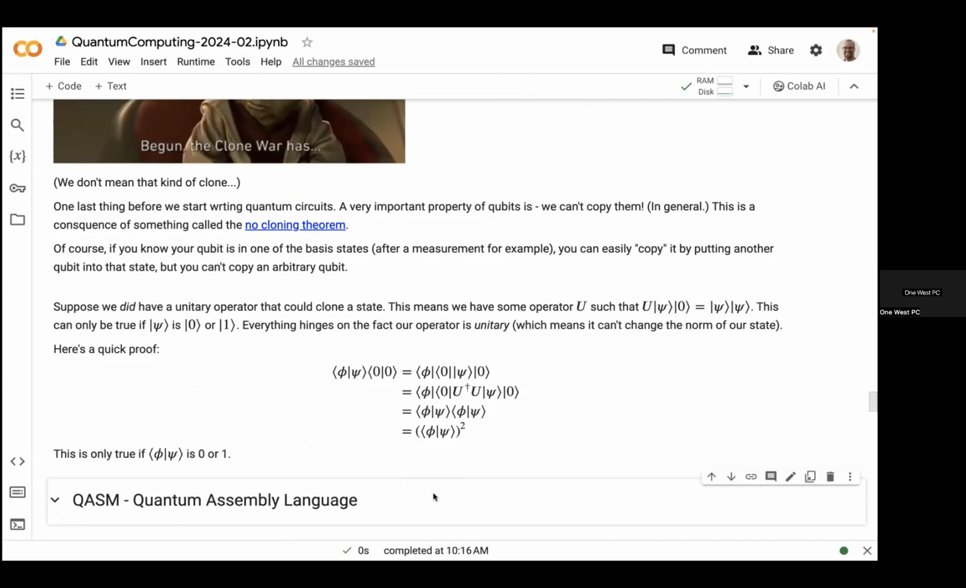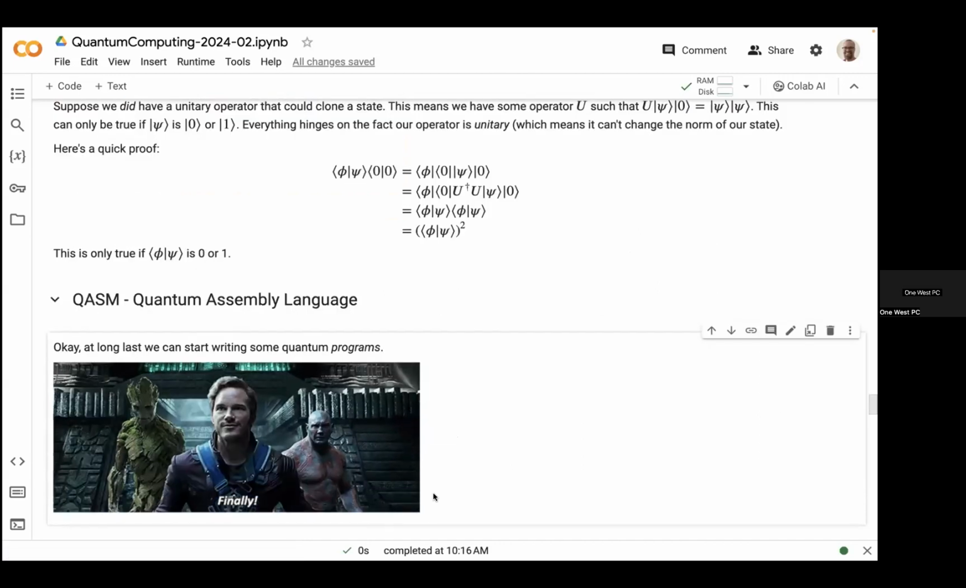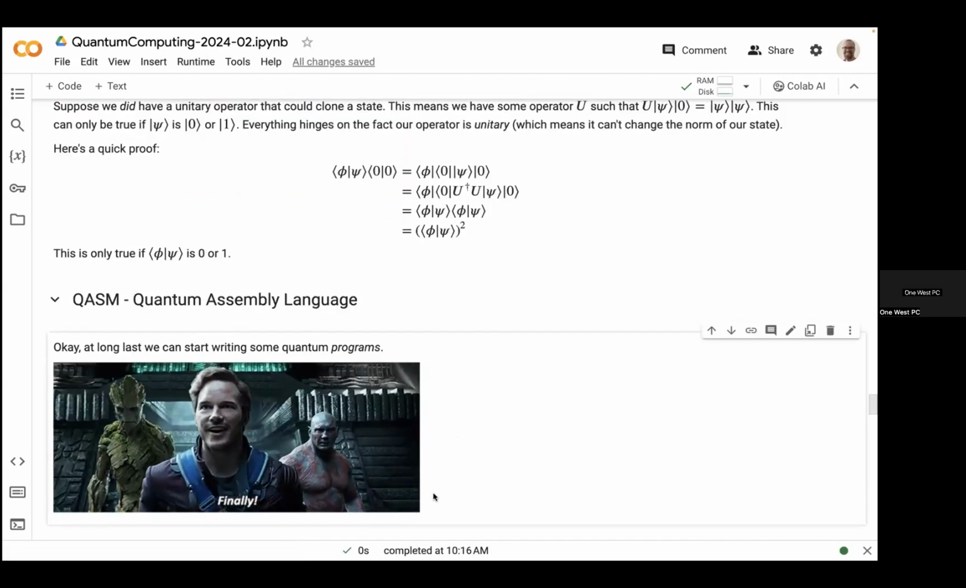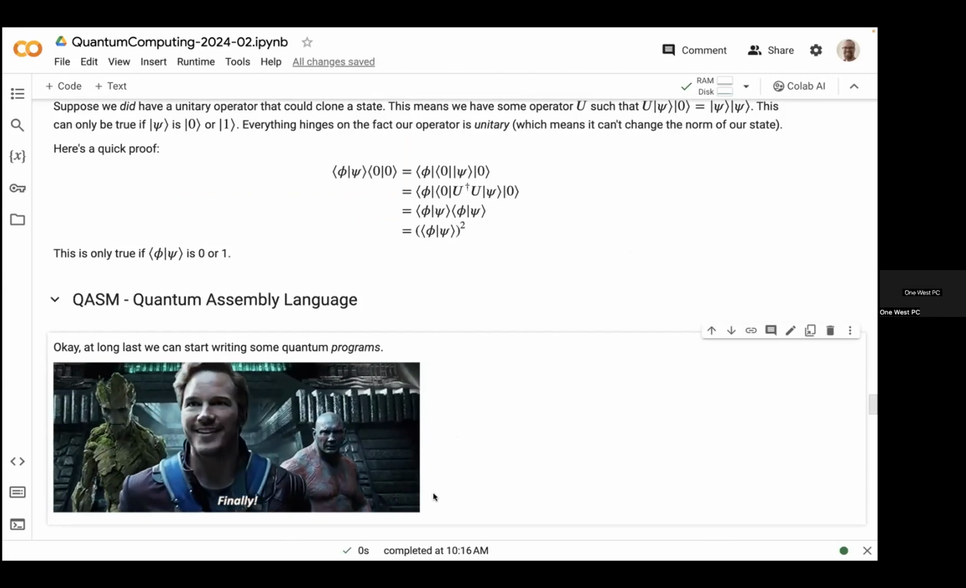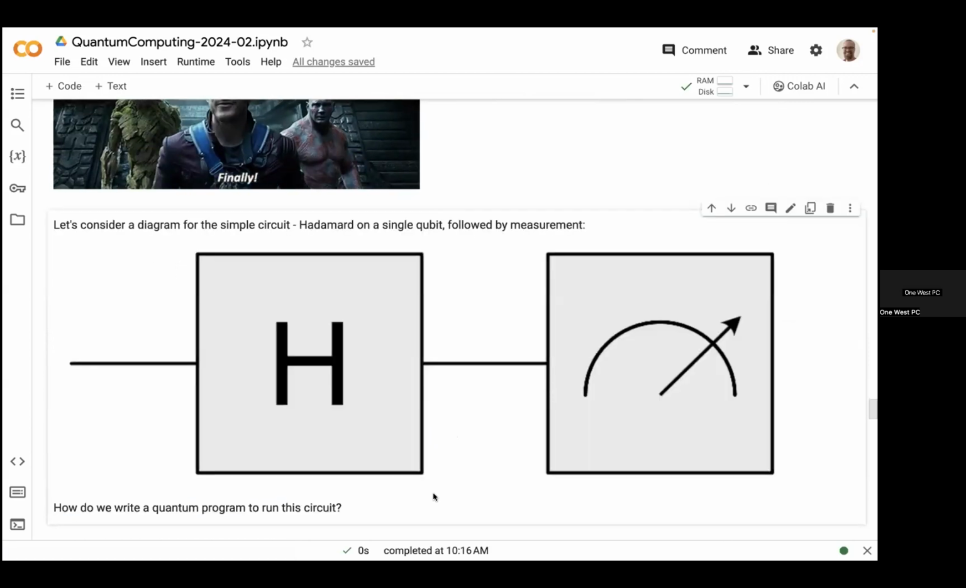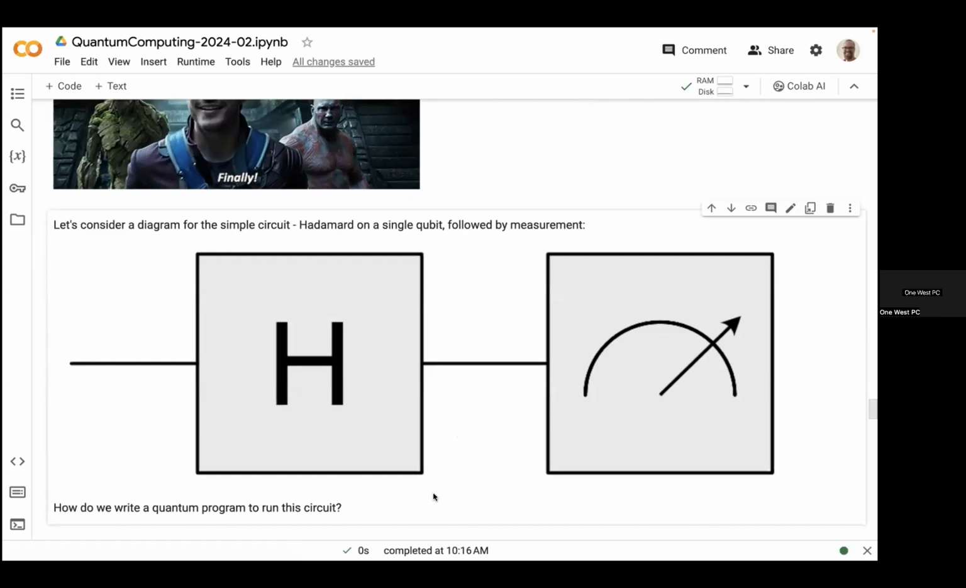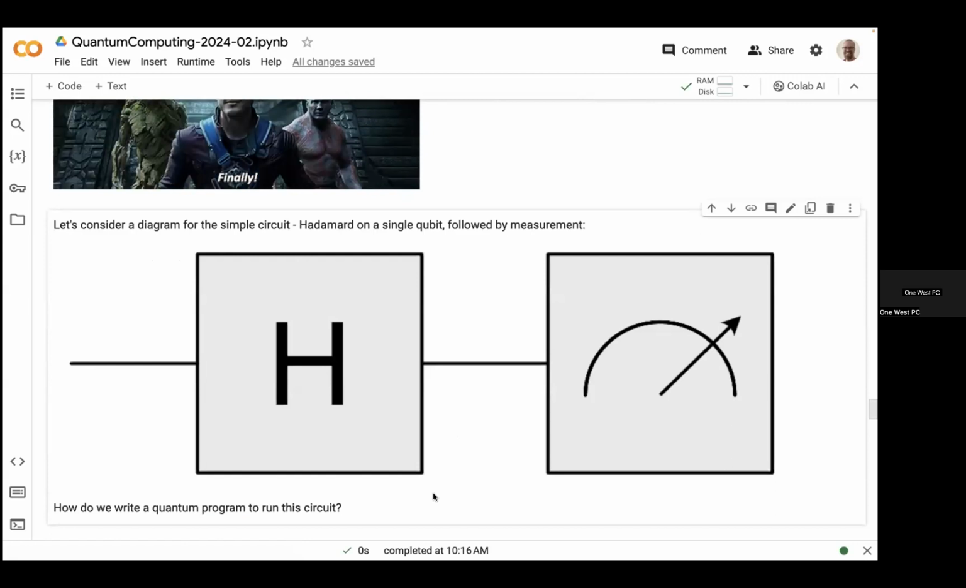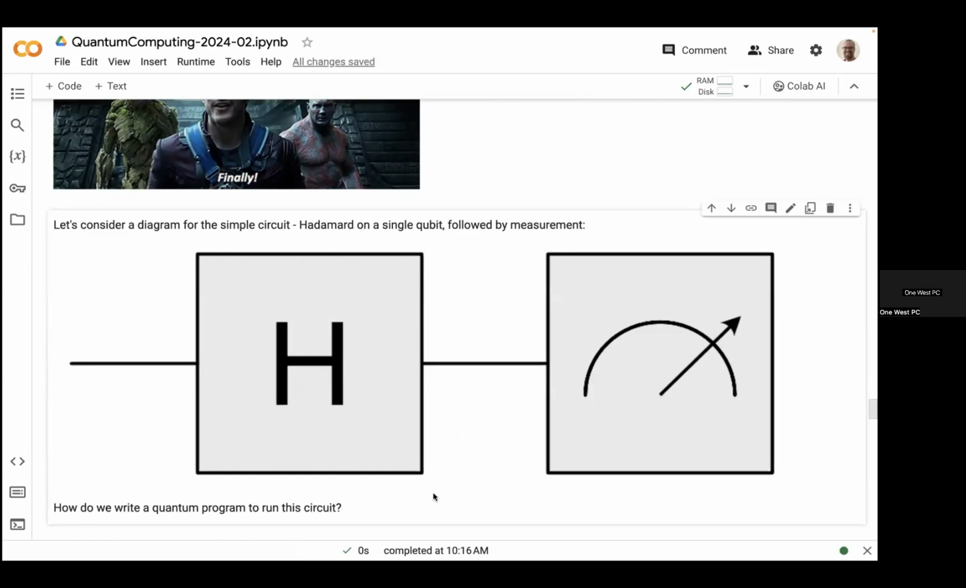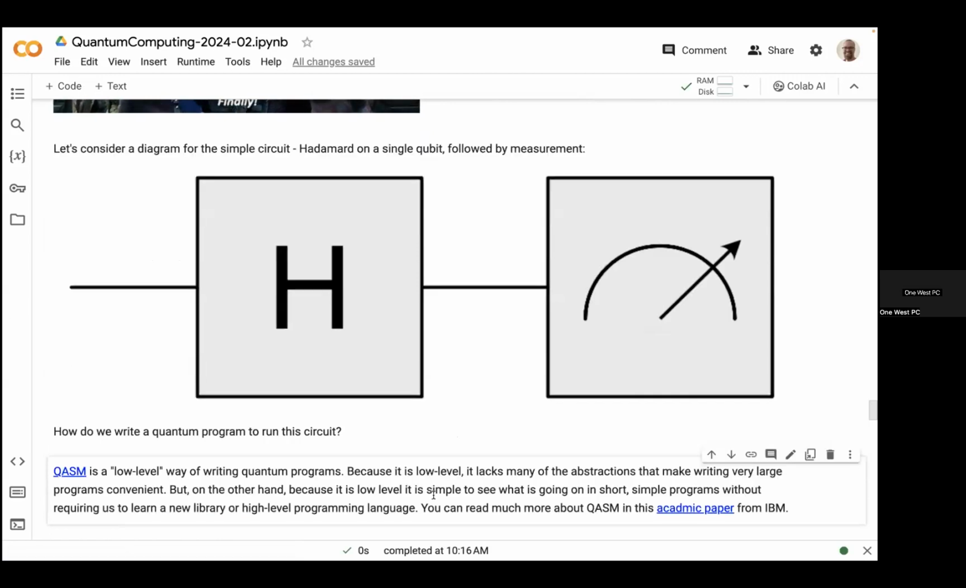Okay, so, all right. Now we can start writing some quantum programs, right? And so here I am again trying to communicate with memes and GIFs. All right, so consider a diagram for a simple circuit, a Hadamard gate on a single qubit followed by a measurement. How do you write a quantum program to run that circuit, if you wanted to do that?